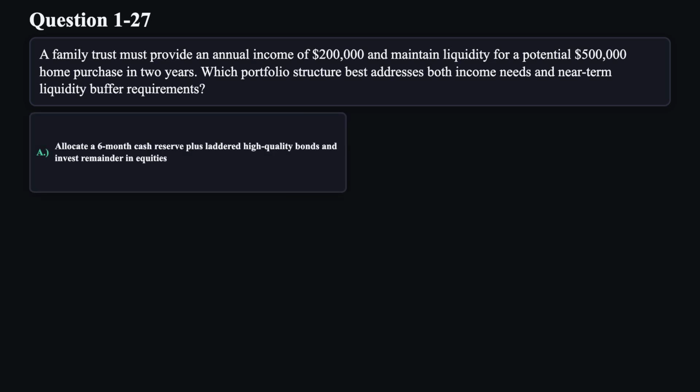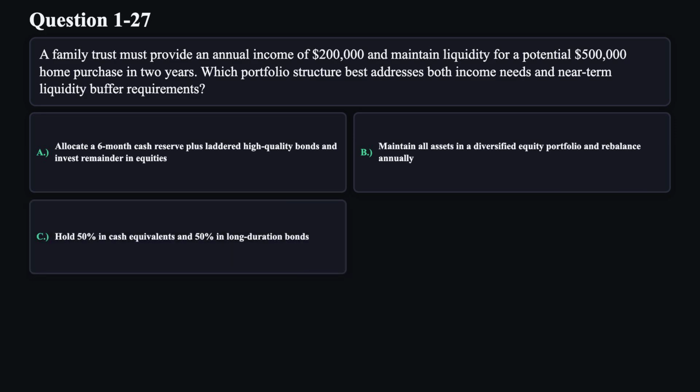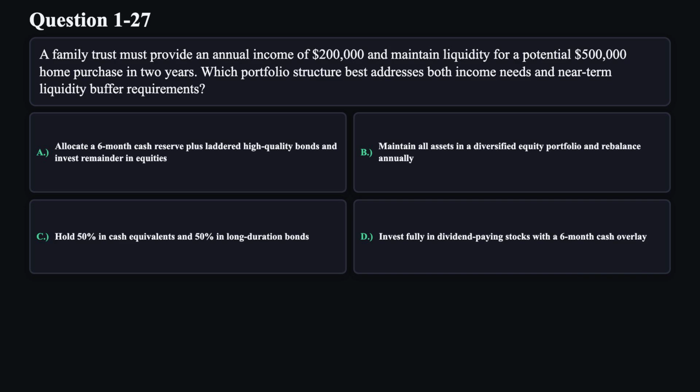A. Allocate a 6-month cash reserve plus laddered high-quality bonds and invest the remainder in equities. B. Maintain all assets in a diversified equity portfolio and rebalance annually. C. Hold 50% in cash equivalents and 50% in long-duration bonds. D. Invest fully in dividend-paying stocks with a 6-month cash overlay.